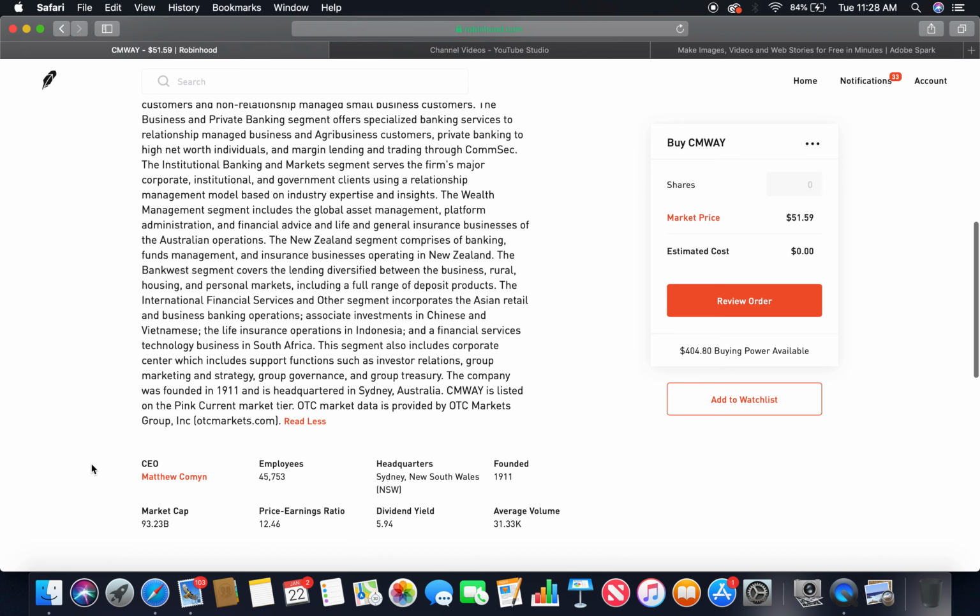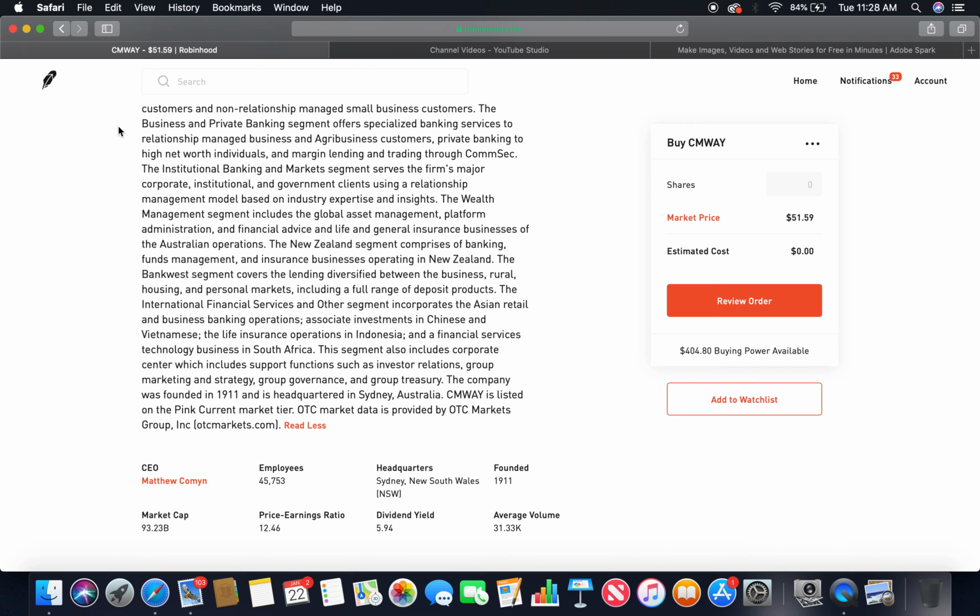The business and private banking segment offers specialized banking services to relationship managed business and agribusiness customers, private banking to high net worth individuals, and margin lending and trading through ComSec. The institutional banking and market segment serves the firm's major corporate, institutional, and government clients using a relationship management model based on industry expertise and insights.